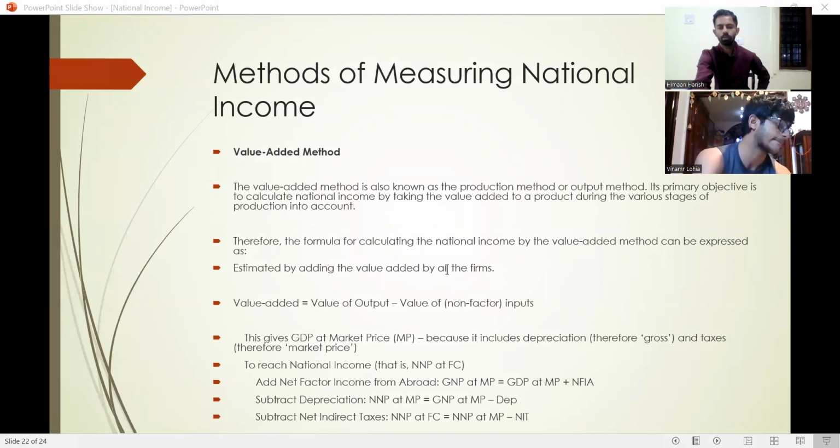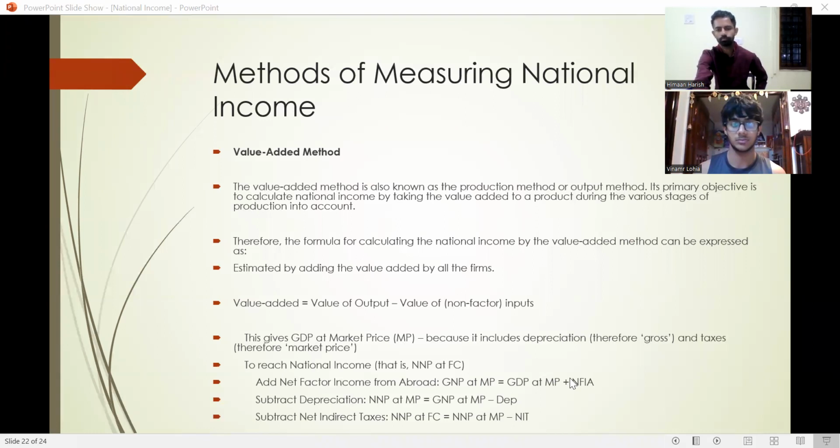So just keep this formula in writing. Okay, just a second, I'll type it out. That's fine. The net value added factor method. We just need to add the GDP, which is the gross domestic product at market price. We need to add net factor income from abroad, and we need to subtract depreciation.